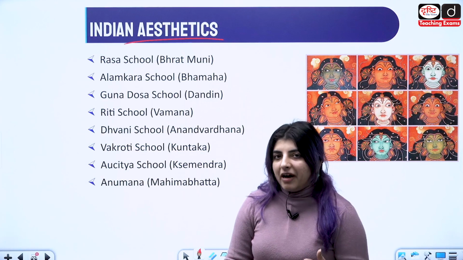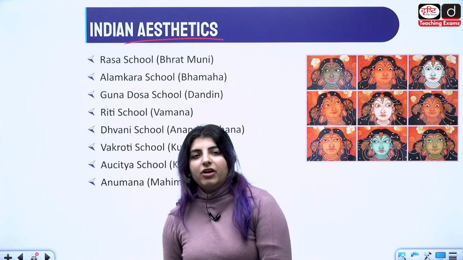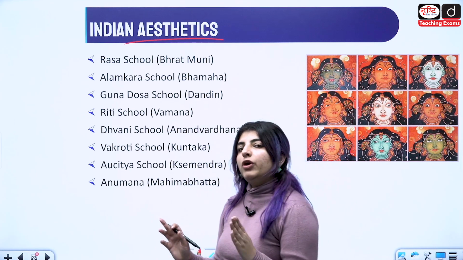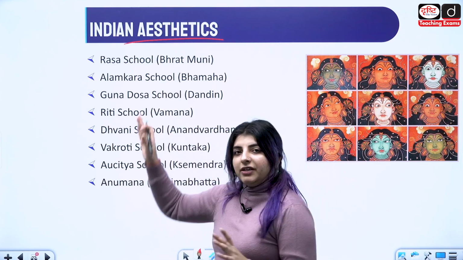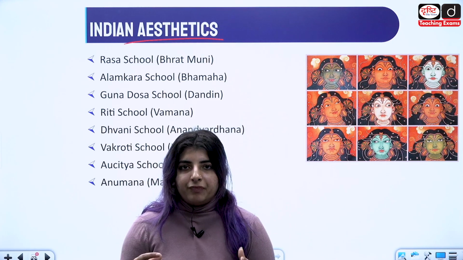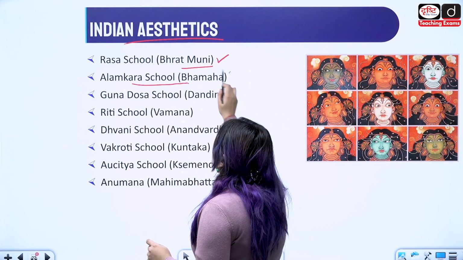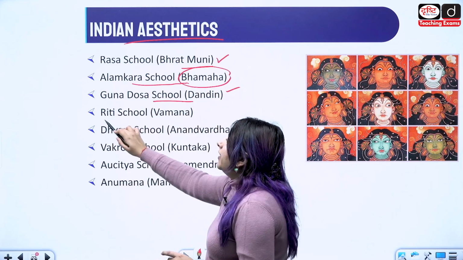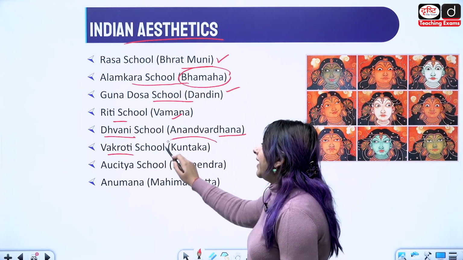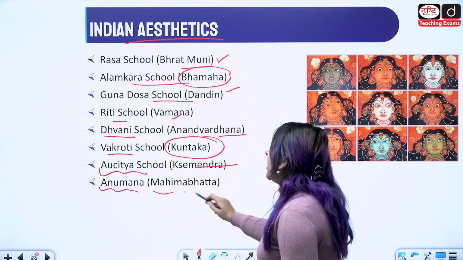So we have seen a pattern now occurring, that certain changes are seen: questions from British literature are asked, of course, but they have also now started paying much more attention to Indian aesthetics as well. So we have different schools by different thinkers who have been there. We are going to deal with the Rasa school associated with Bharat Muni, Alankar school, Bhamah, Gunadosh school, Dandin, Riti, Vaman, Dhwani school, Anandavardhan, Vakrokti by Kuntak, Auchitya by Kshemendra, and Anuman by Mahim Bhatt.